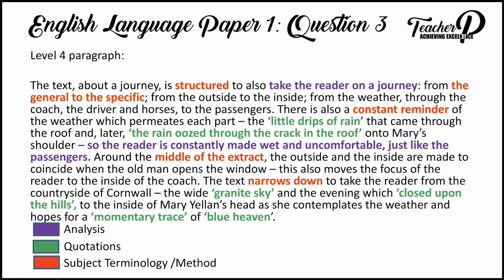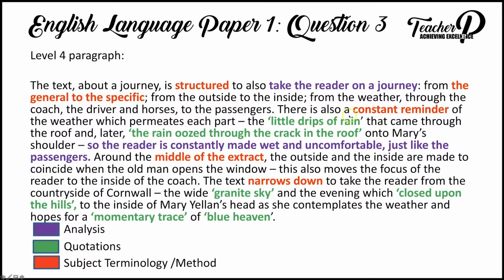So here we go. "The text about a journey is structured to also take the reader on a journey, from the general to the specific, from the outside to the inside, from the weather through the coach, the driver and horses to the passengers." So you can see here, this candidate has analysed and looked at the structure of the text as a whole.